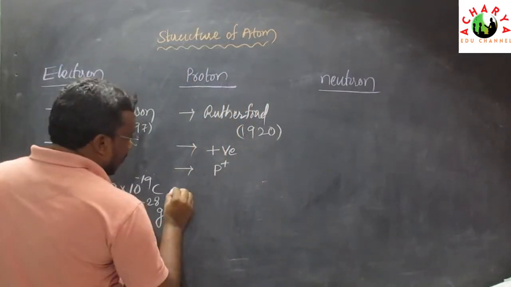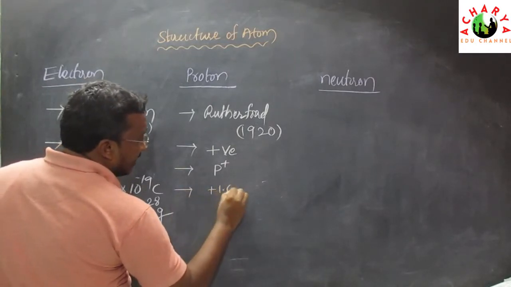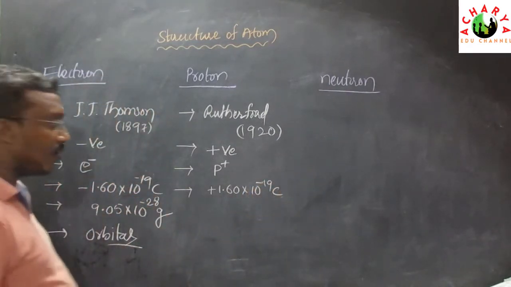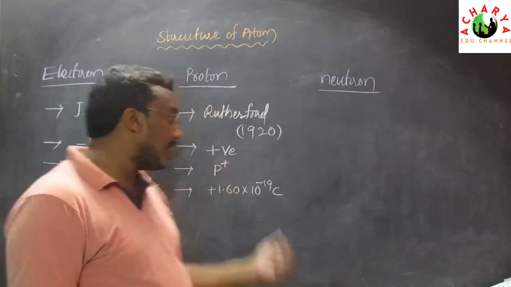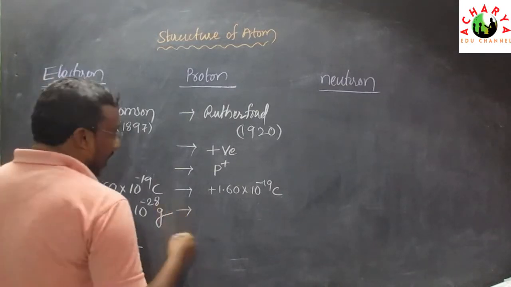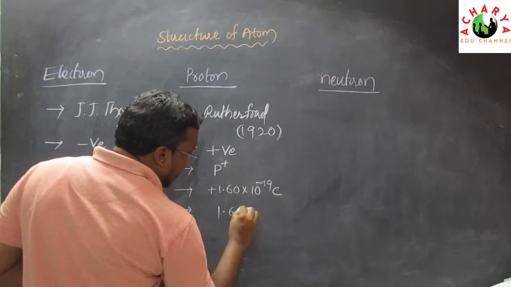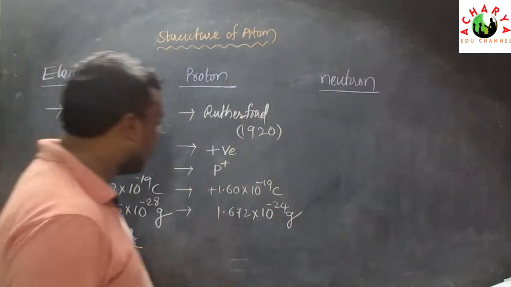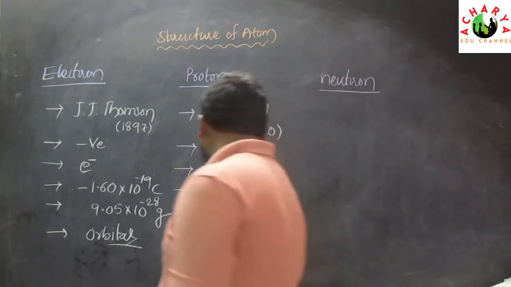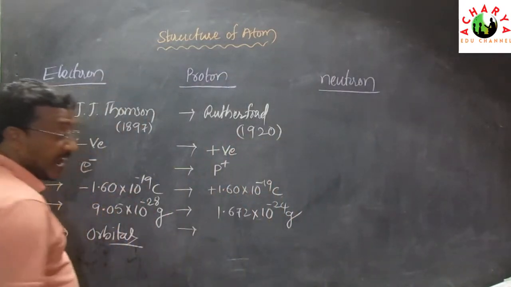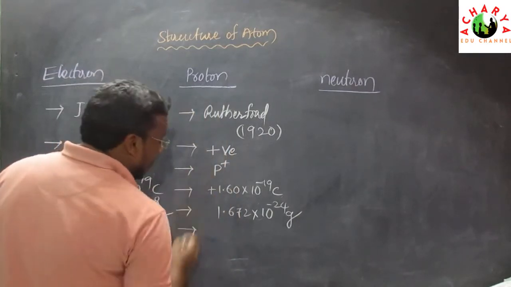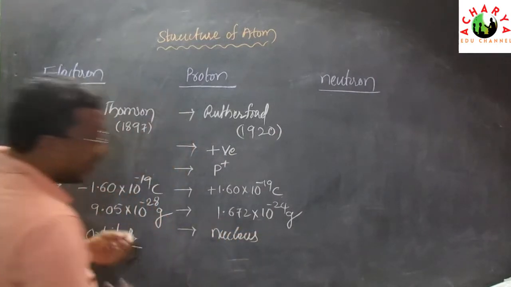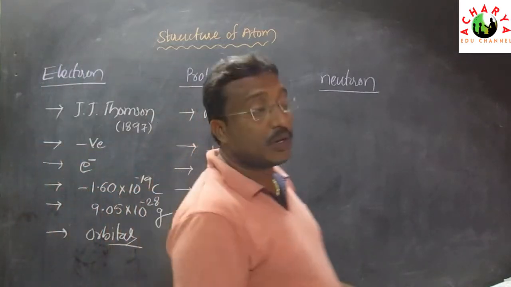The charge on a proton is plus 1.60 into 10 to the power of minus 19 coulombs. Its mass is 1.672 into 10 to the power of minus 24 grams, and its location, its position in an atom, is in the nucleus. This is about the proton.